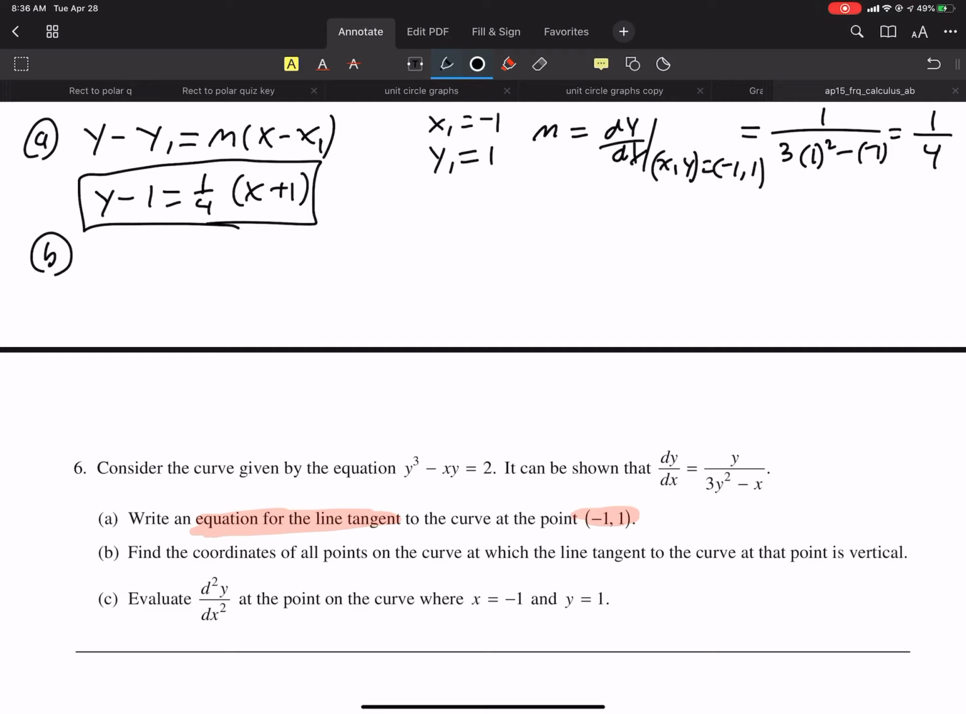Let's do B. So you want the coordinates where you have a vertical tangent line. Well, a vertical tangent line has an undefined slope. To have an undefined slope, you have to divide by 0. So 3y squared minus x must equal 0. Well, you have one equation, but you have two variables, so you need a second equation with x and y. But you do have that. So you have two valid equations.